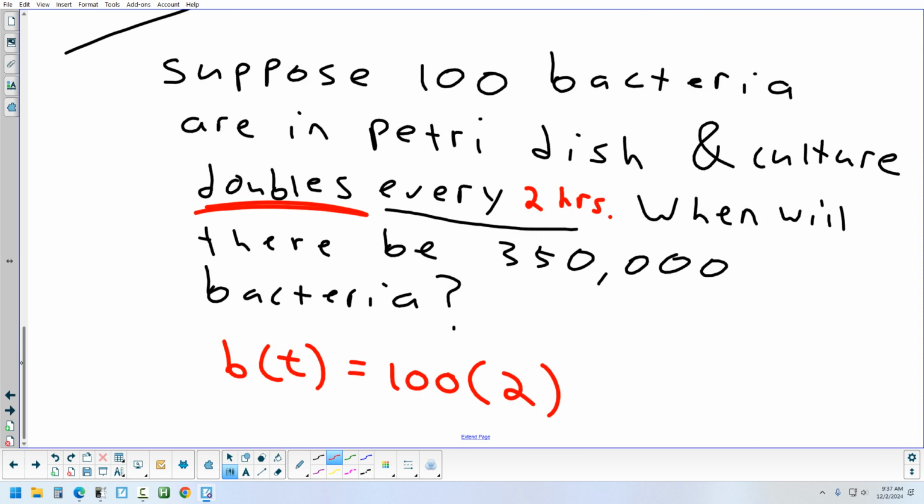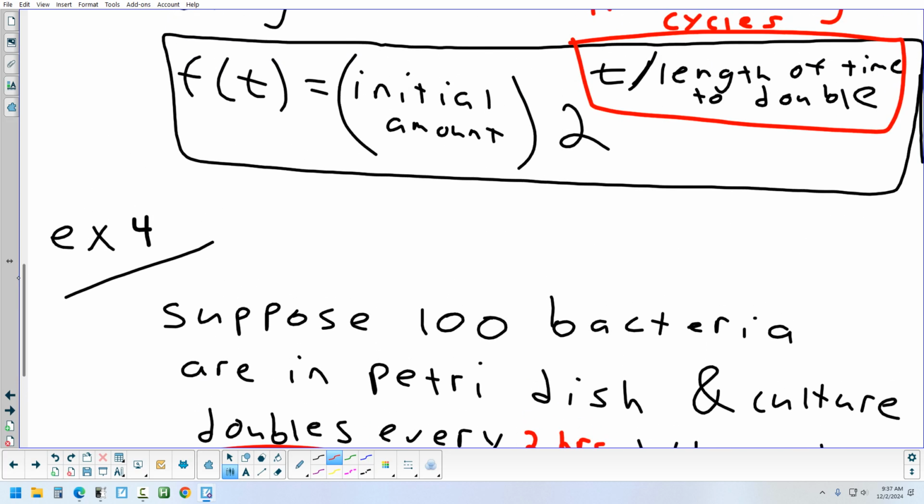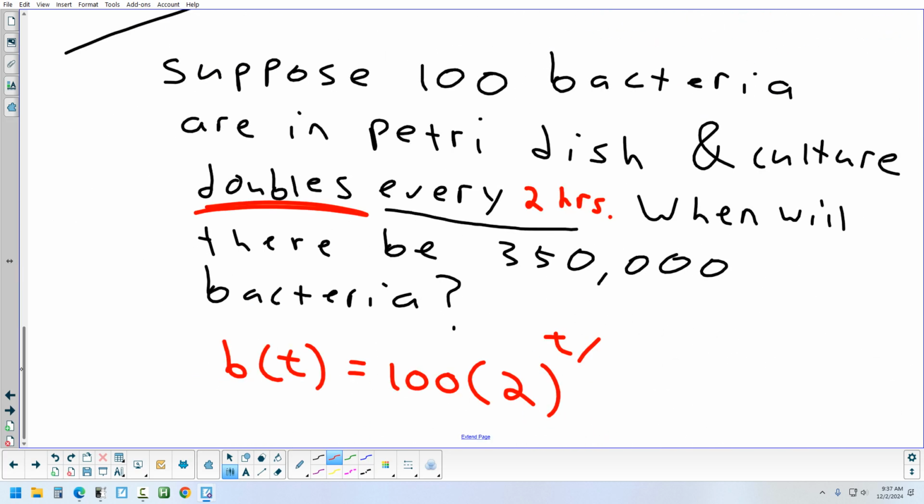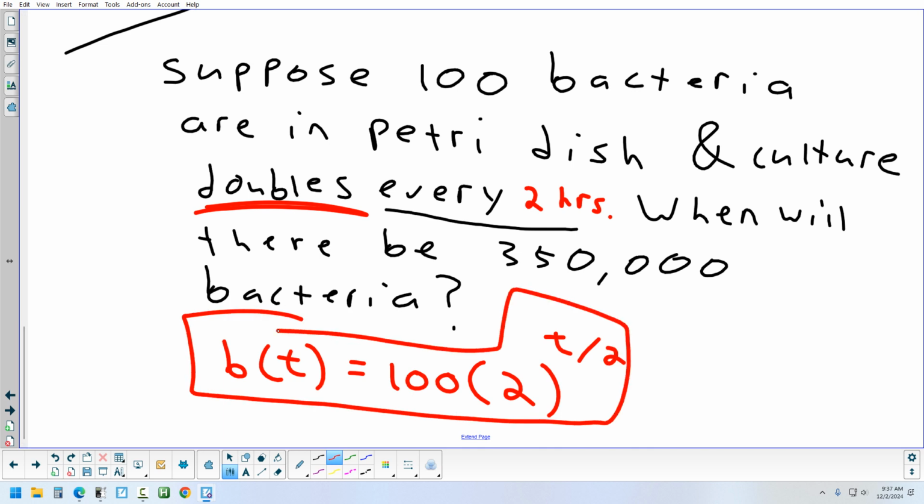Okay, so it's always a 2 for doubling. And then the exponent is t divided by the length of the time to double. How long does it take to double in this problem? 2. Yeah, just a coincidence, it's a 2. Okay, so there's your formula. And they want to know when we're going to hit 350,000.